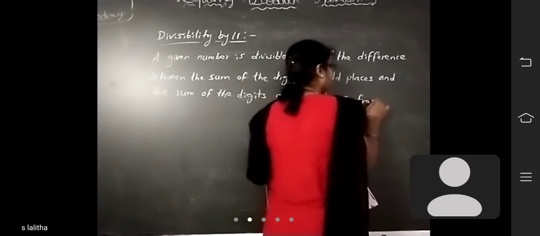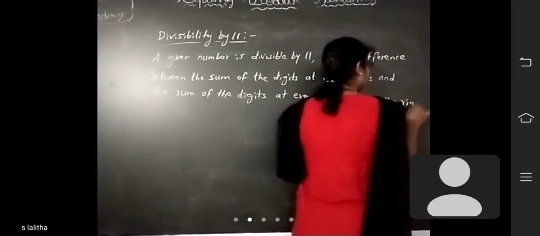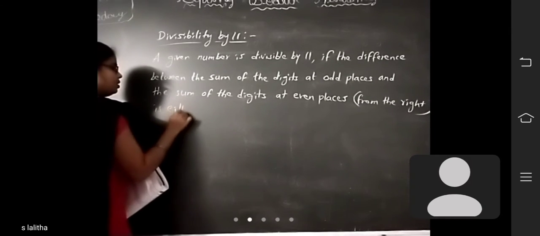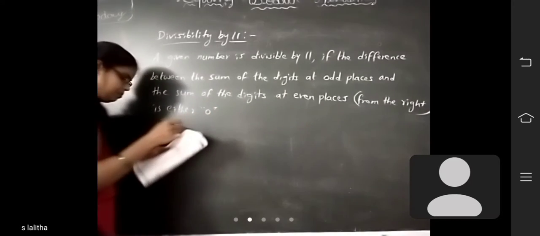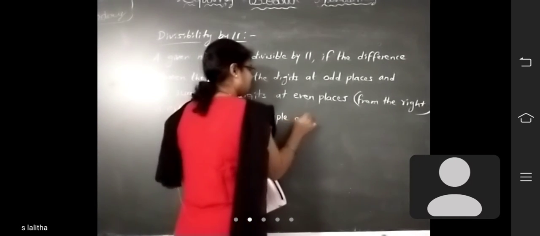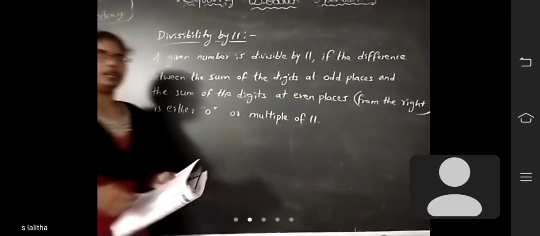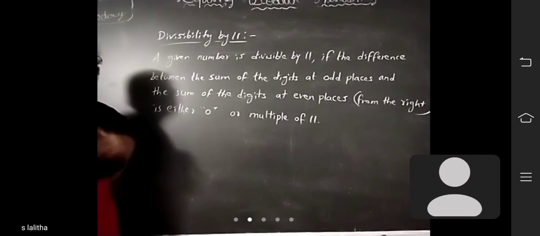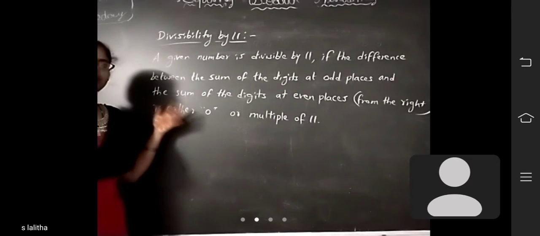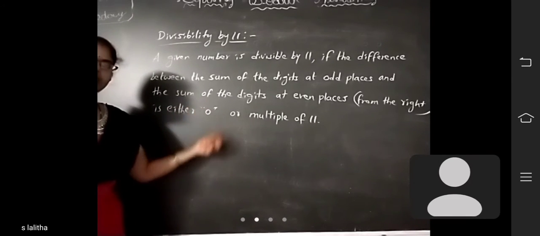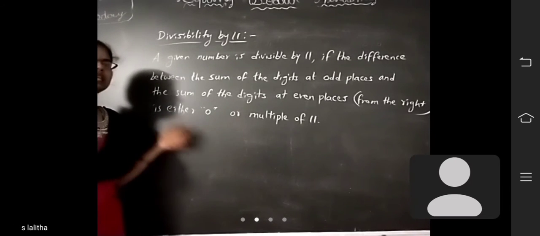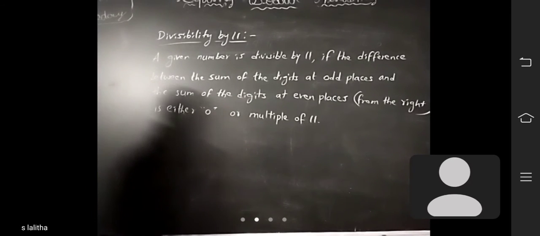from the right, not from the left, from the right, is either 0 or a multiple of 11, then that number is divisible by 11. This is the rule. So what is the divisibility by 11 rule, children? A given number is divisible by 11 if the difference between the sum of the digits at odd places and the sum of the digits at even places is either 0 or a multiple of 11, then it is divisible by 11. Okay? Right.